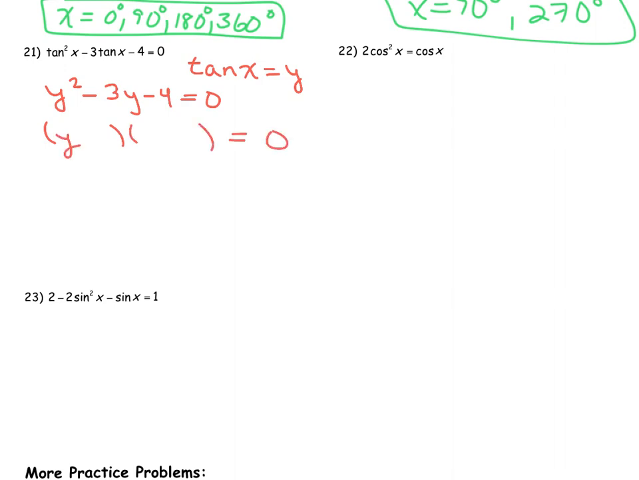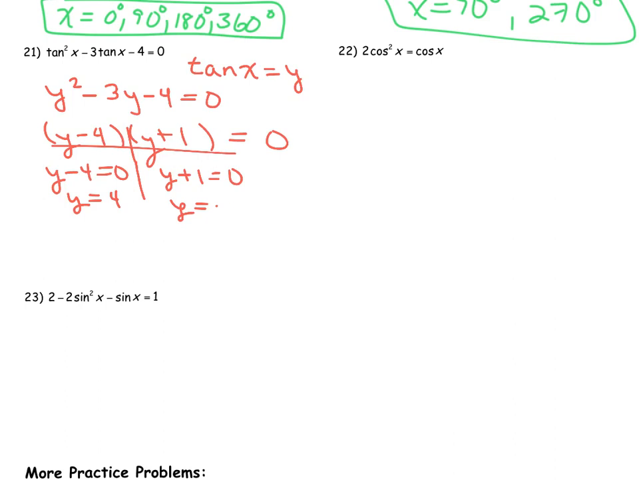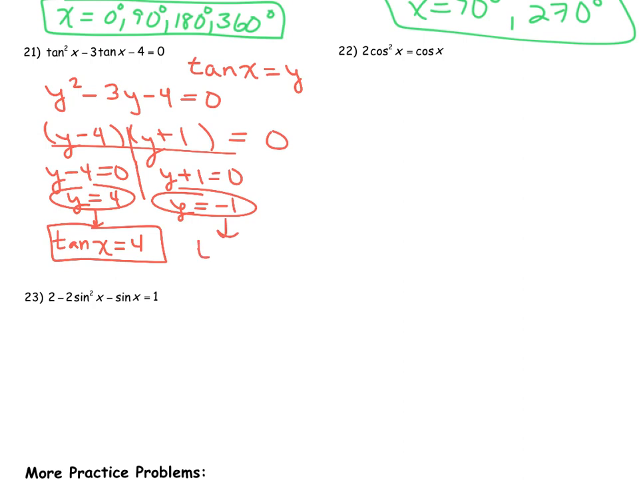So what multiplies to negative 4 but adds to negative 3? We'd have negative 4 and positive 1. And we're just going to t-chart. So I have y minus 4 equals 0 and y plus 1 equals 0. I'll have y equals 4 and y equals negative 1. Remembering we substituted in y to be tangent of x. So really I have tangent of x equals 4. And here I have tangent of x equals negative 1.